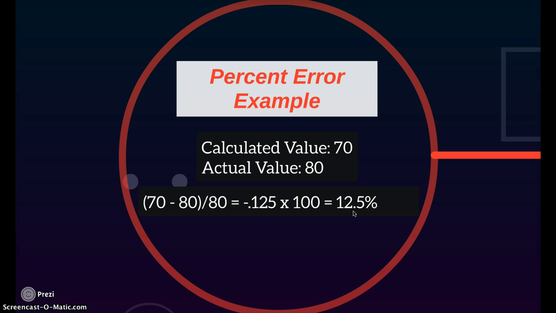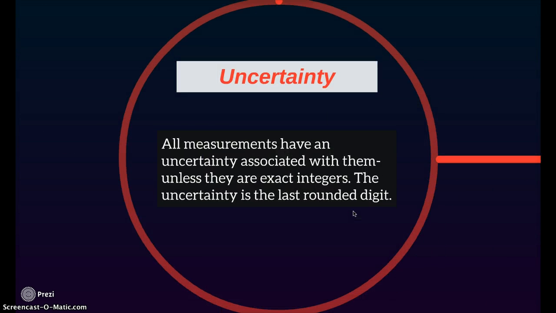Let's move on to uncertainty. All measurements have an uncertainty associated with them, unless they are exact integers. However, when you're conducting a lab or experiment, it's very hard to get exact integers, and most typically you end up with decimal numbers. The uncertainty is the last rounded digit of your decimal.